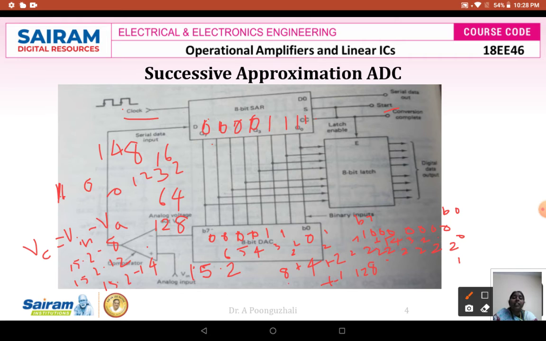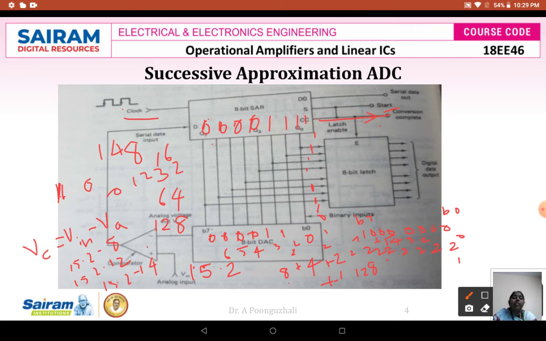If it is an 8-bit successive approximation ADC, only 8 clock pulses will be sent. At the end of the 8 clock pulses, the conversion complete signal will be sent. Once the conversion complete signal has been sent, whatever data I have will be available at the output there.